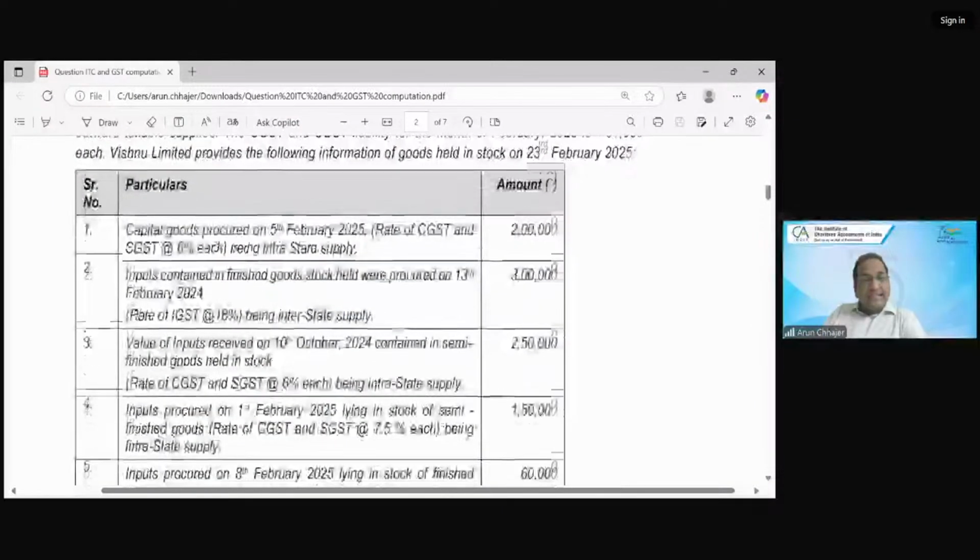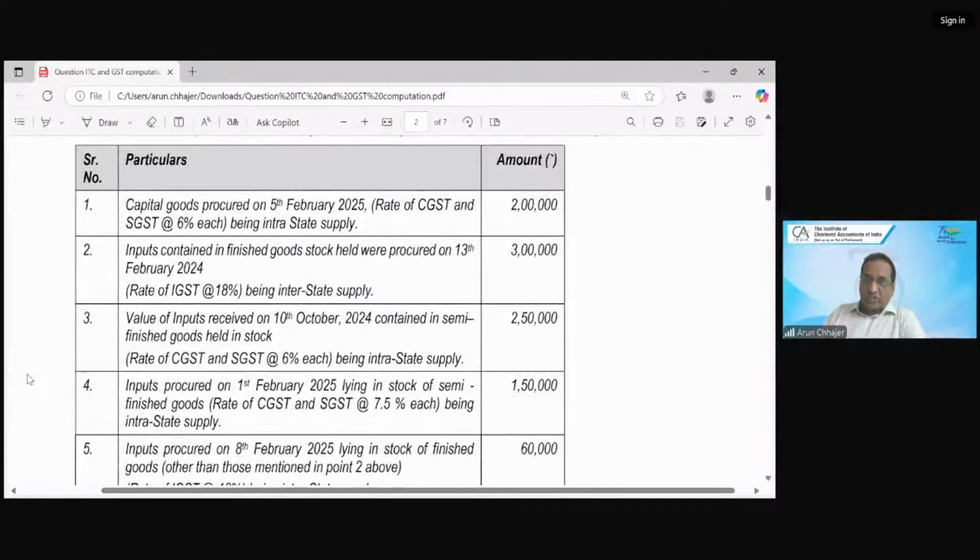Then it says that input contained in finished goods held in stock were procured on the 13th Feb 2024. That is 3 lakh. And what is the rate of the taxes? 18%.